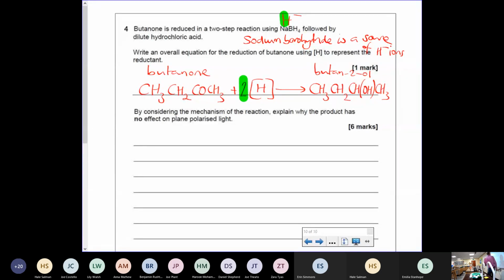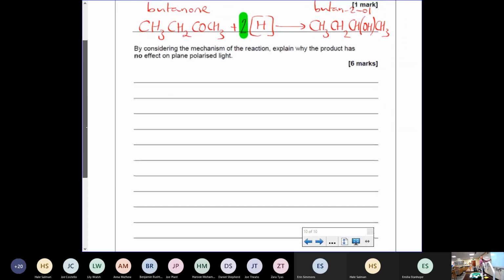So it is quite common to see people trying to write reaction mechanisms involving BH4-, but actually we don't do that at A level. We just use H- as the nucleophile. Remember, that's a hydrogen with an extra electron, so it's got a lone pair.